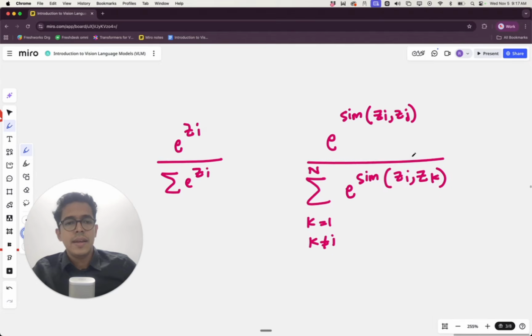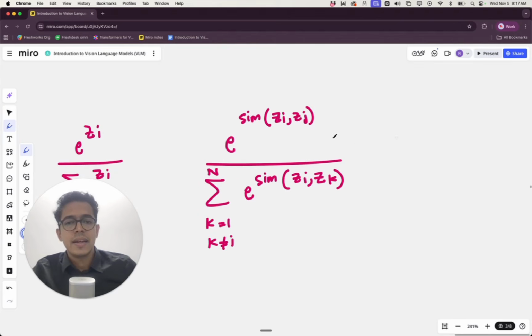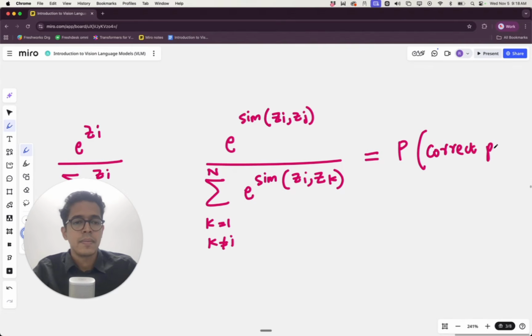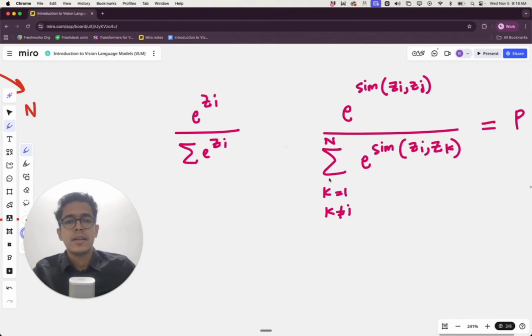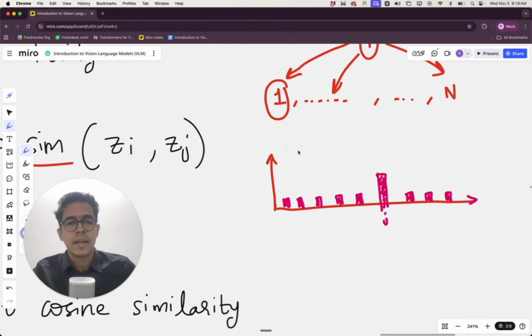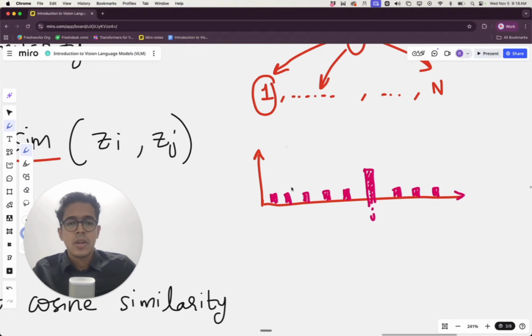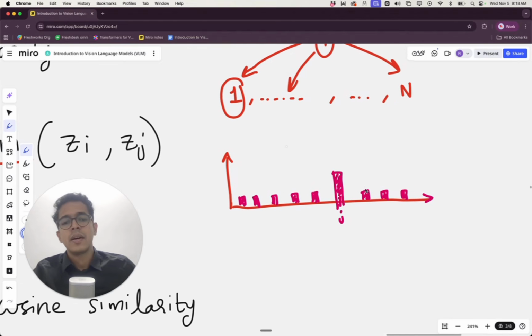Now here, if i and j is a positive pair, this we can call the probability score for the positive pair or correct pair. Because pairs that are very similar to each other should have a high softmax probability score. So what will happen if I take softmax of a graph that looks like this? All these smaller numbers will get suppressed, and all the bigger numbers will increase in magnitude.